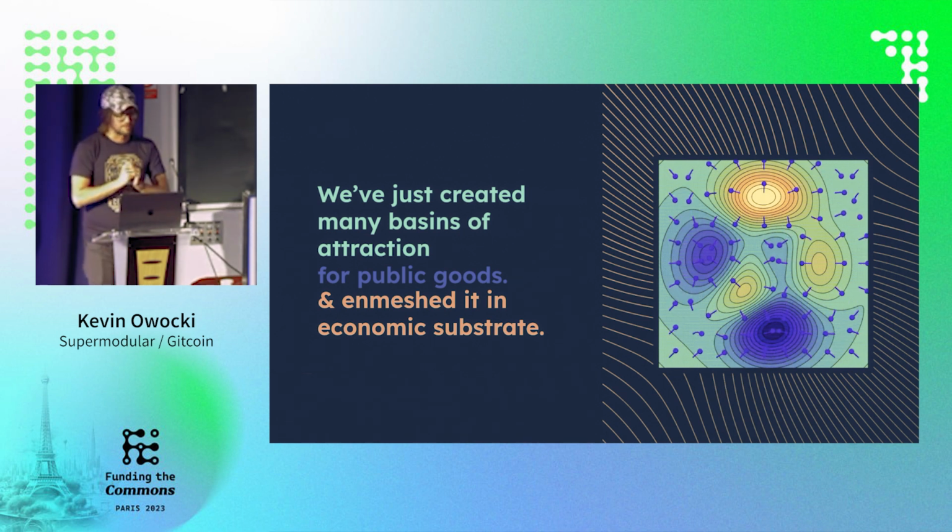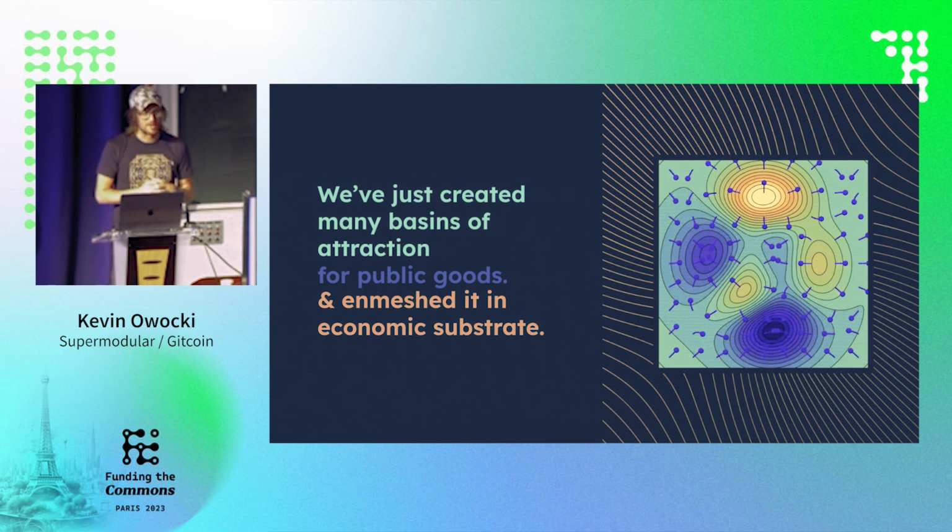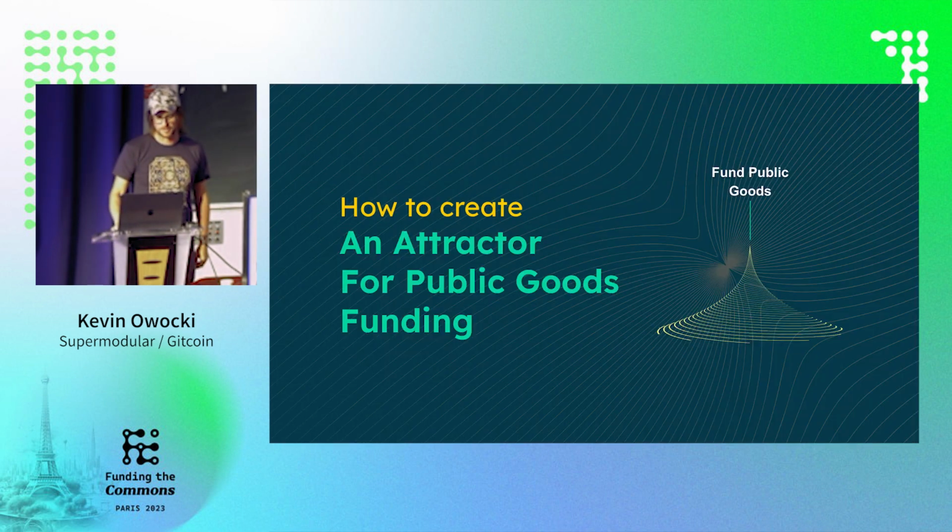So we just created many basins of attraction for funding public goods. We got some pretty pictures to look at while we did it, and we enmeshed it into the future economic substrate, the EVM, as a hyperstructure. So this is a stable attractor for public goods funding, and that, ladies and gentlemen, is how you create an attractor for public goods funding. Thanks for coming.